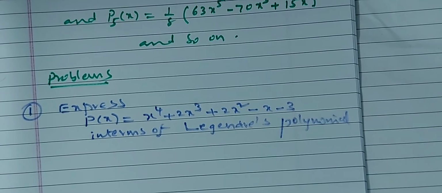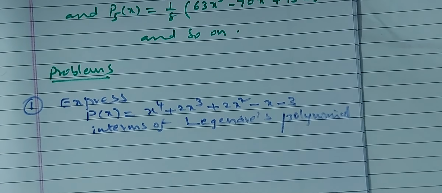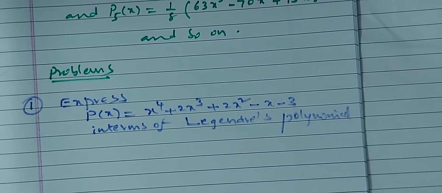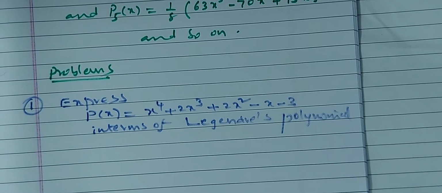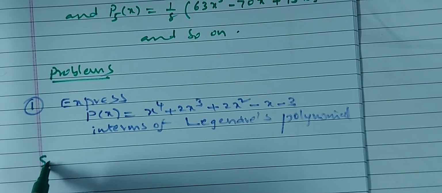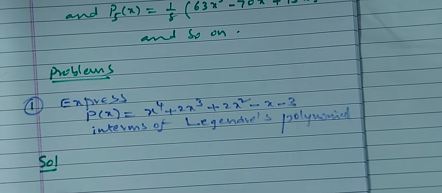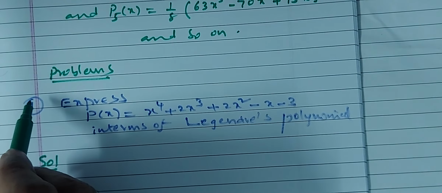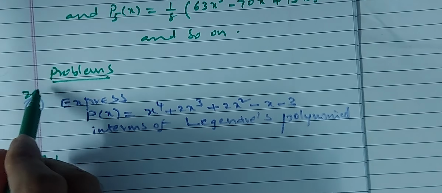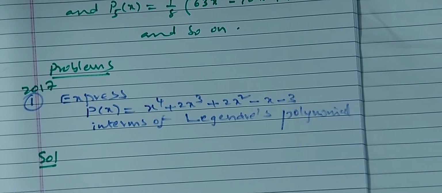So the given polynomial p of x can be written in terms of Legendre's polynomial. See the solution of this problem as it was given in the 2017 problem.